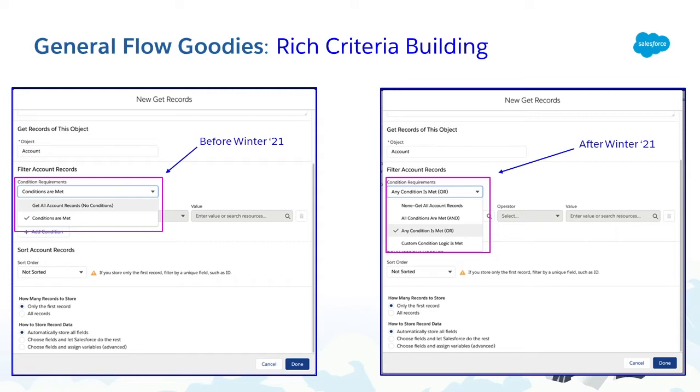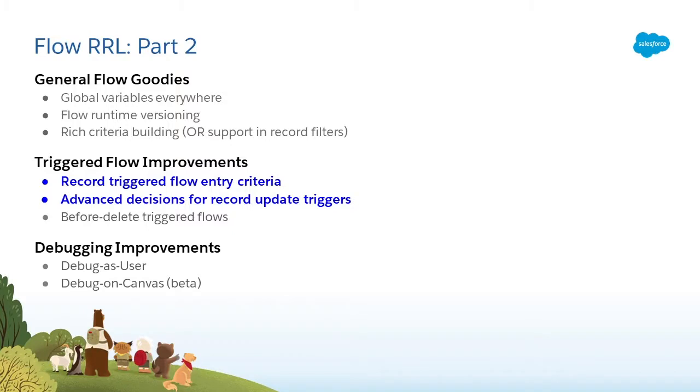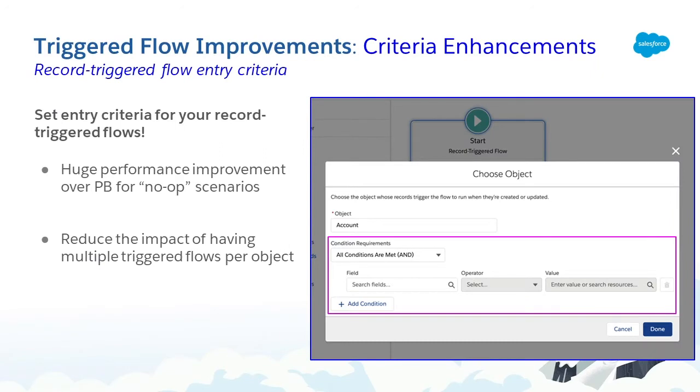I'm going to switch tracks now and talk about a few of the triggered flow improvements we came out with. The first two, record-triggered flow entry criteria and advanced decisions for record update triggers, both happen in the start element. Let's dive in. I'm going to start with record-triggered flow entry criteria. This feature will allow you to make major improvements to the performance of your triggered flows.